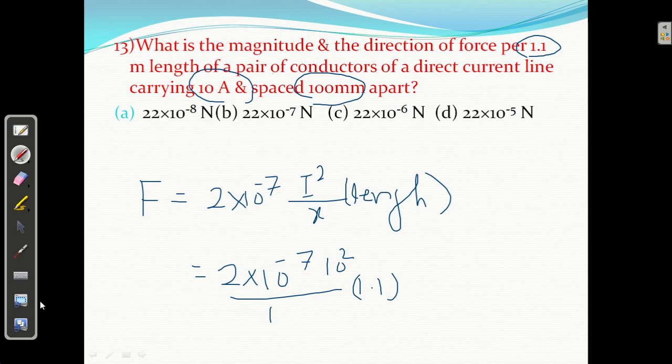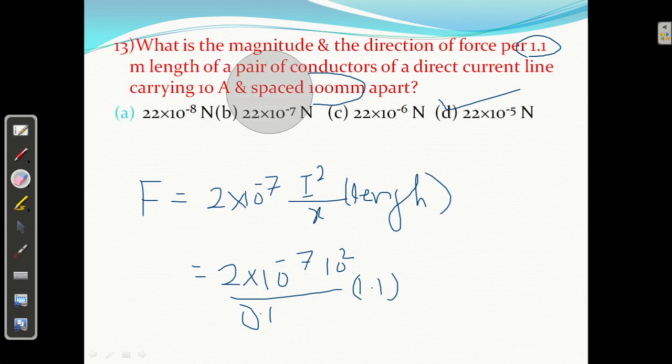Sorry, something is wrong. 100 mm is given, 100 mm means 0.1. So this is the answer: 2 into 100 into 1.1 upon 0.1, this into 10 raised to power minus 7. So it is 22 into 10 raised to power minus 5. You will get that the correct answer is D. Okay, so D is the answer.